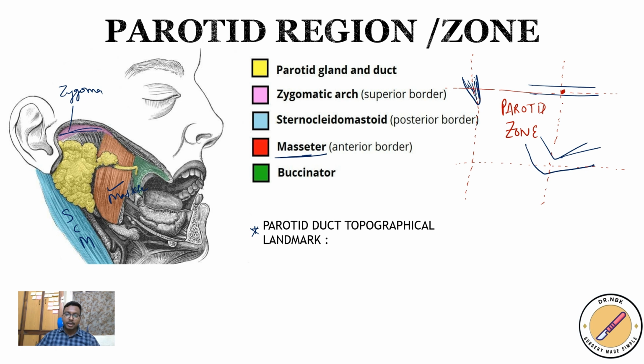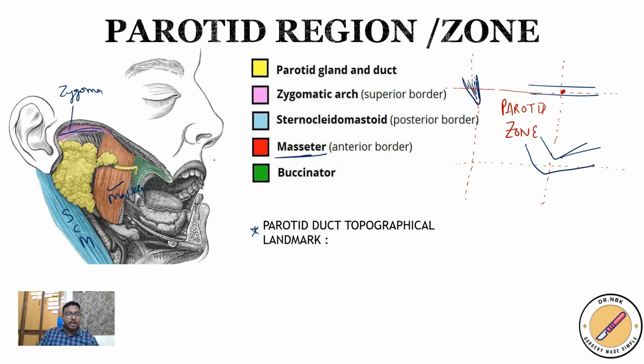Okay. Now, another important anatomical point we need to understand is, when we are examining the parotid gland, how do we palpate for the parotid duct? So we need to understand the topographical location of the parotid duct. As you can see here in the picture, at the anterior border of the gland, it is arising here, passing superficial to the masseter muscle. So how do we correlate it clinically?